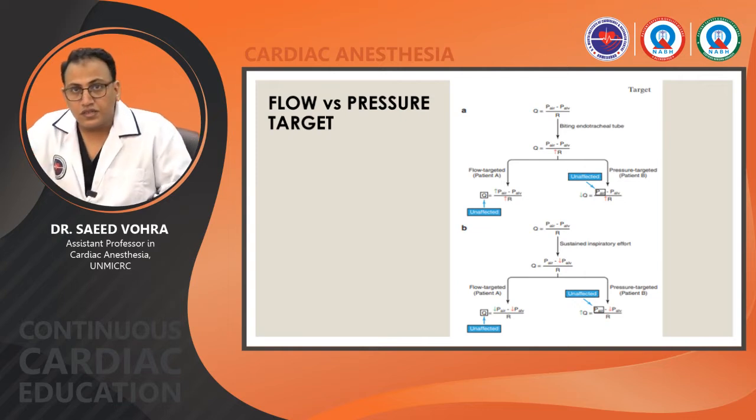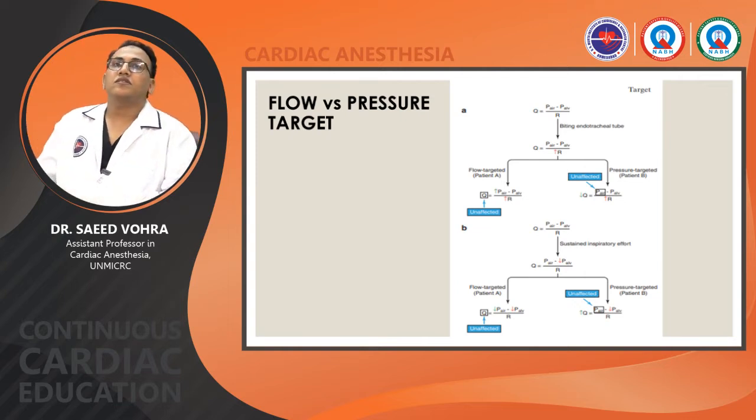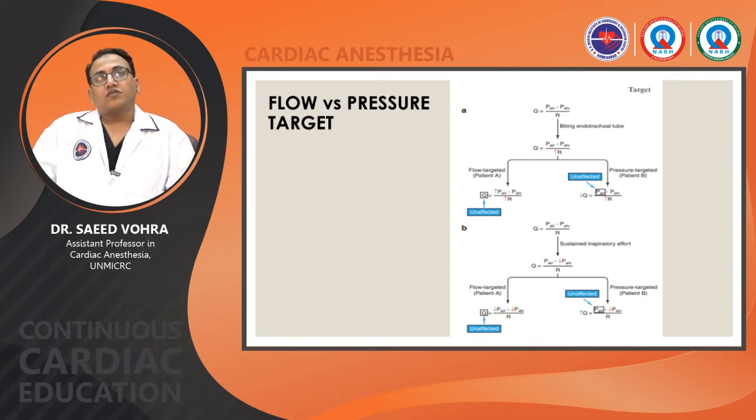Now if the patient initiates a breath, if the patient has a sustained inspiratory effort, then there will be a decrease in alveolar pressure. So with volume control ventilation, the flow remains constant, so the proximal airway pressure decreases. But in pressure control ventilation, with decrease in alveolar pressure due to inspiratory effort, the tidal volume or the flow increases. Hence, in pressure control ventilation, tidal volume needs to be observed very carefully.